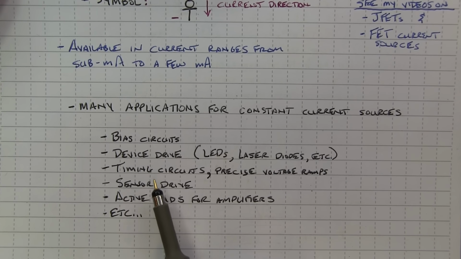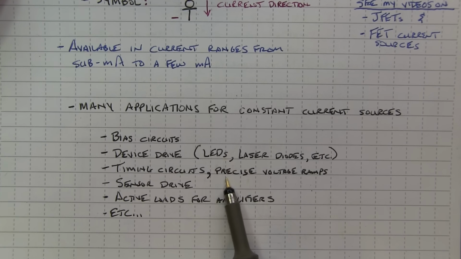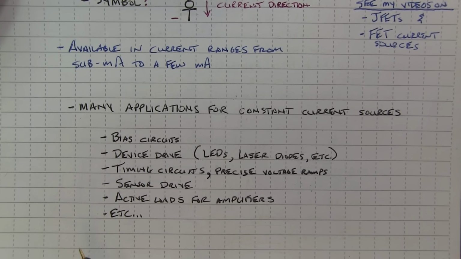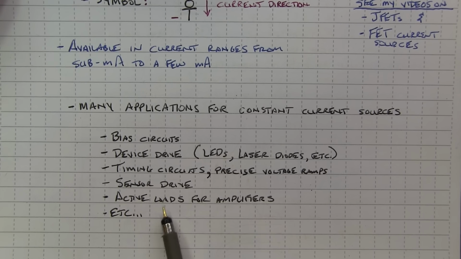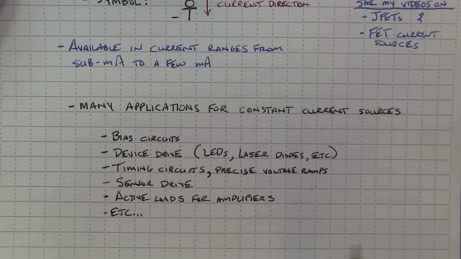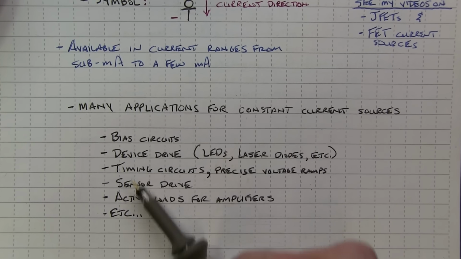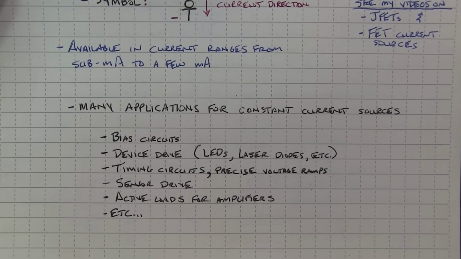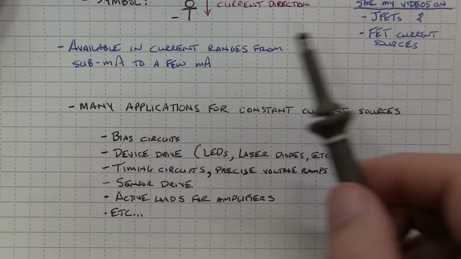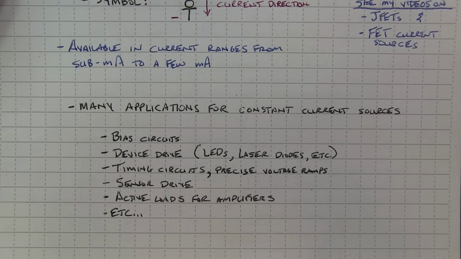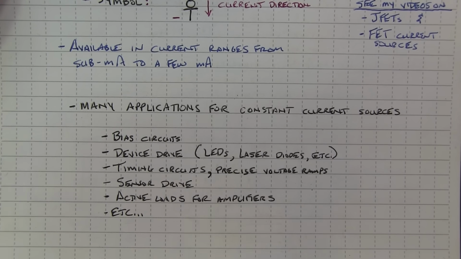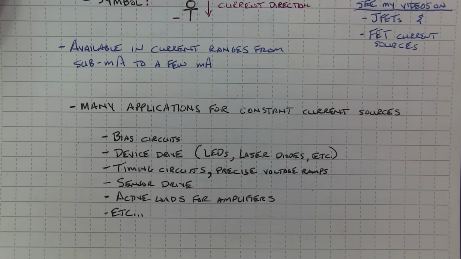Also timing circuits, because you can do very precise voltage ramps by feeding a constant current into a capacitor. Also for things like active loads for amplifiers to give you higher gain. So just a few of the many applications for constant current circuits. And having a constant current circuit that's really just a two-terminal device makes it a very convenient and easy thing to use. So let's take a look at a couple of those selected applications.